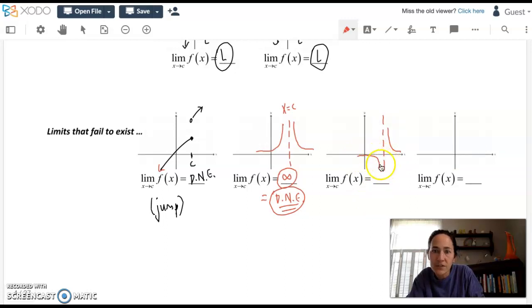So from this side, you're decreasing forever. From the right side, you're increasing forever around x equals c. Nothing you can say about the limit. Does not exist. And these are just 2 little pictures where a VA would happen.